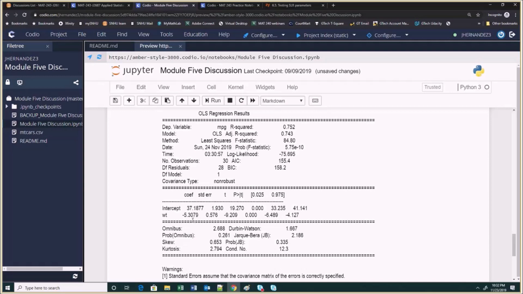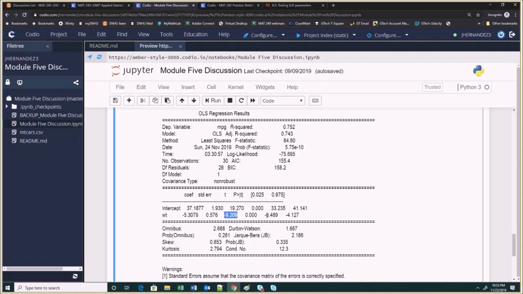So we can now write the equation, and the equation is simply just MPG equals 37.1877 minus 5.3079 times WT, weight of the car. And we note here that the t test for beta 1 parameter is negative 9.209 for the test statistic and 0.0 for the p-value. So again, the p-value is 0. We reject the null hypothesis that beta 1 equals 0, and we say that again, the model is turning out to be significant.